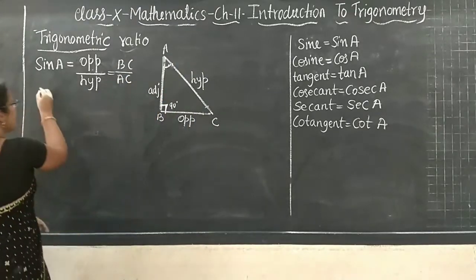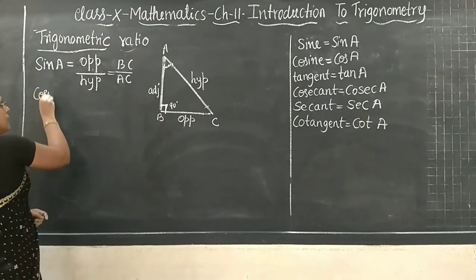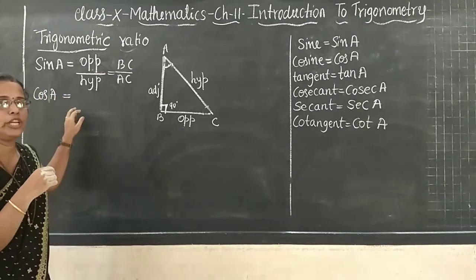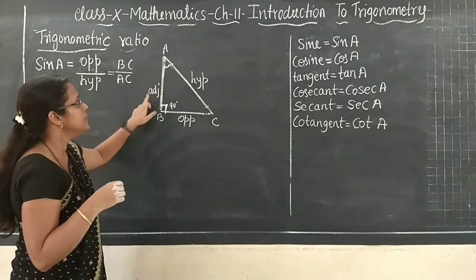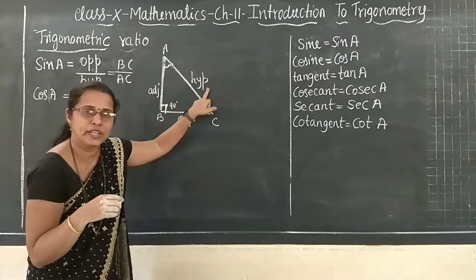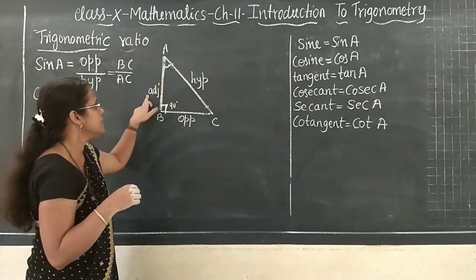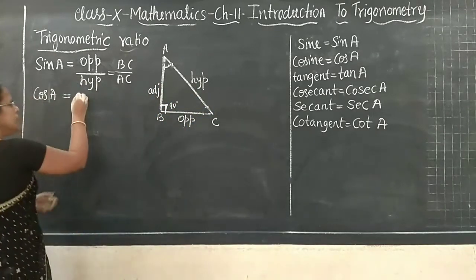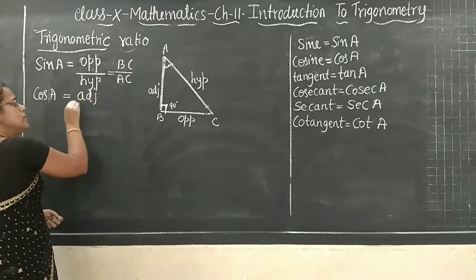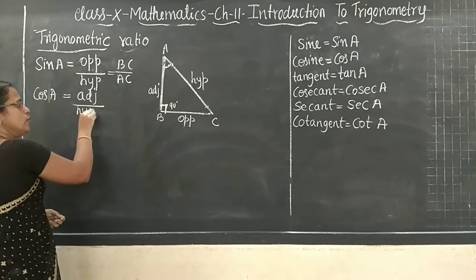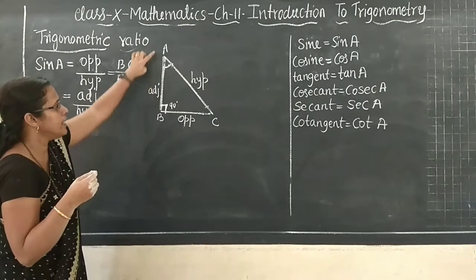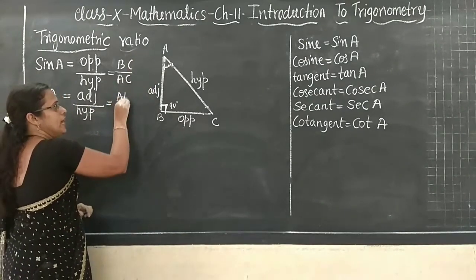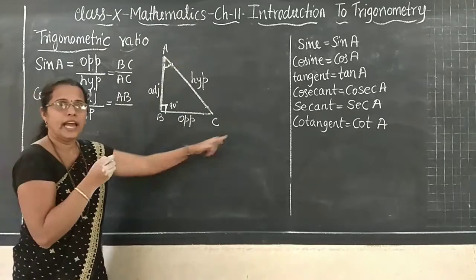Okay. So then next comes cosine. Cos A. Short form only, right? Cos A means what, children, with respect to A? Adjacent by hypotenuse. Adjacent by hypotenuse. Which is adjacent side with respect to A? Adjacent is AB. AB by AC.